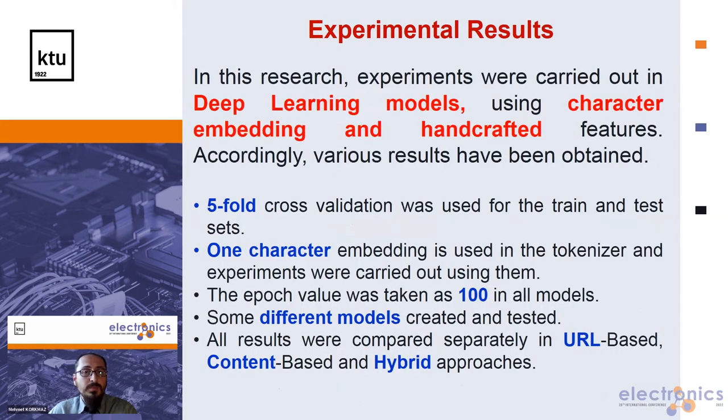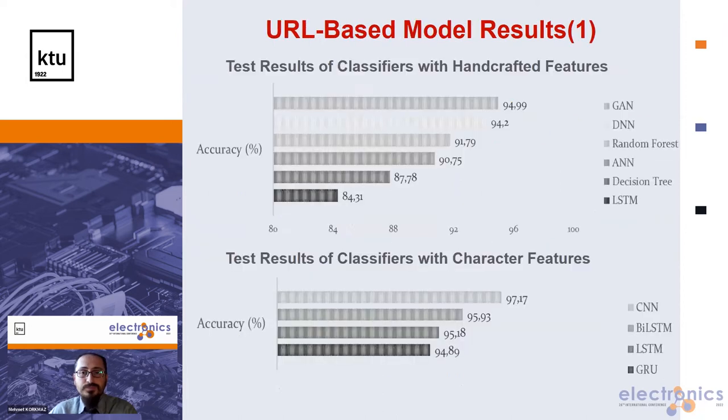In this research, experiments were carried out in deep learning models using character embedding and handcrafted features. Accordingly, various results have been obtained. Five-fold cross-validation is used for the train and test sets. One character embedding is used in the tokenizer, and experiments were carried out with the epoch value taken as 100 in all models. Some different models were created and tested. All results were compared separately in URL, content, and hybrid approaches.